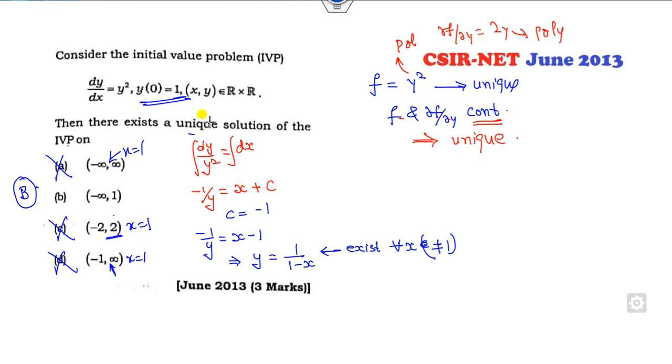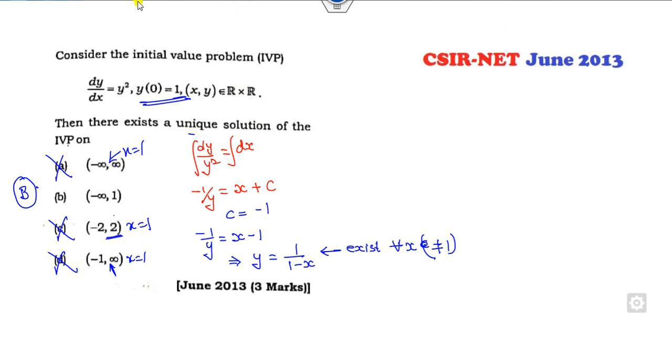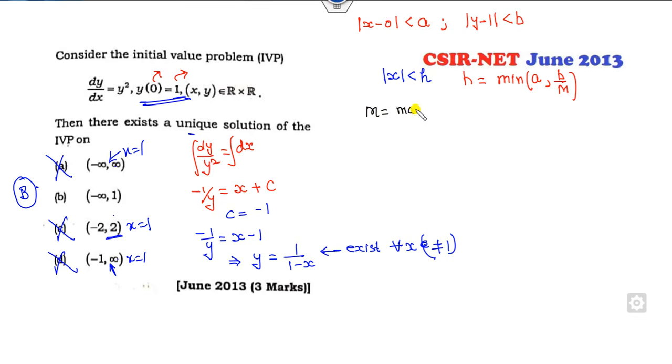Clear? There is one more method. So what is that method? Whenever you want to find the interval, you always start from here. What is the initial condition? x minus 0 is less than a, and y is 1, so y minus 1 is less than b, where h is the minimum of a, b over m. I can find the value of m. This is the maximum of f. f is y square, so can you find the maximum value of y from here? It is 1 plus b, so it is (1 plus b) whole square.